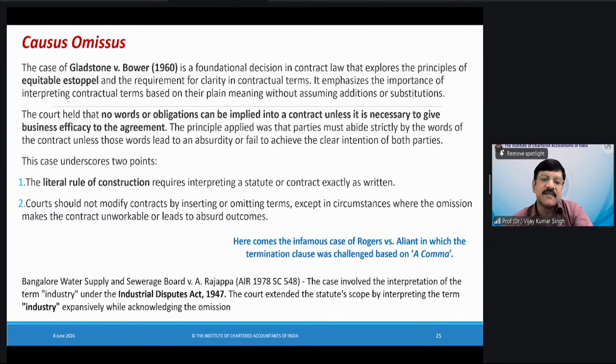I hope this is making sense to you people. Yes? Rule of literal construction, is it clear to you or any question you have? Rule of literal construction and causus omissus. Any question till this point? Yeah. If you have a question, please ask.